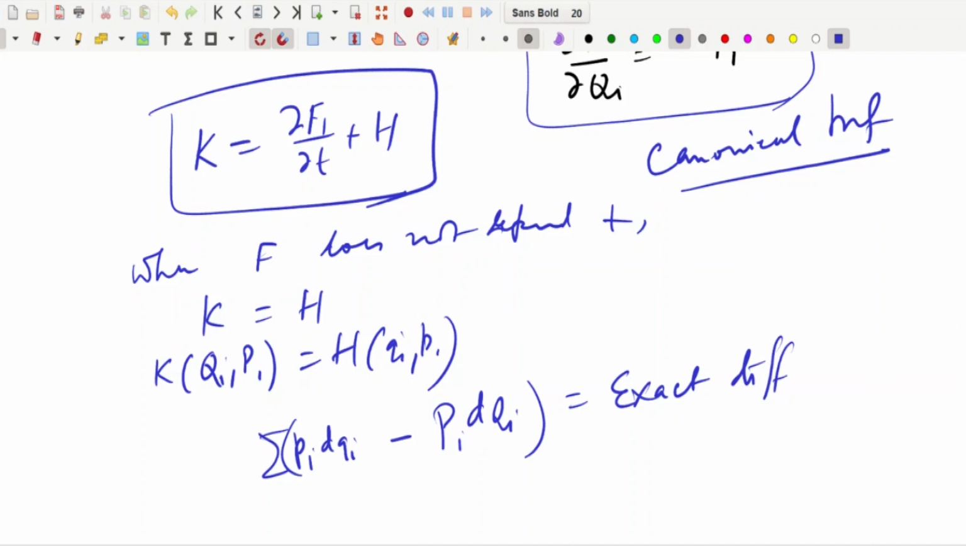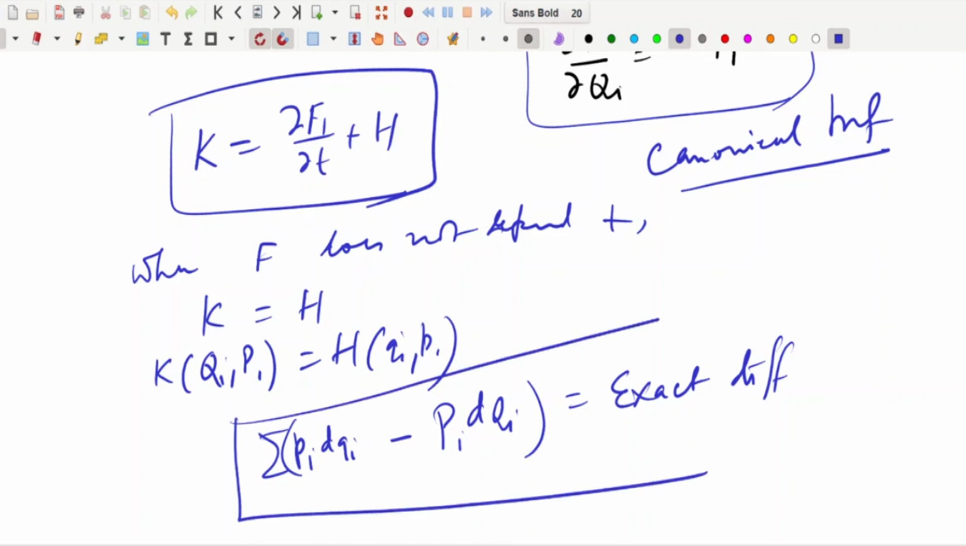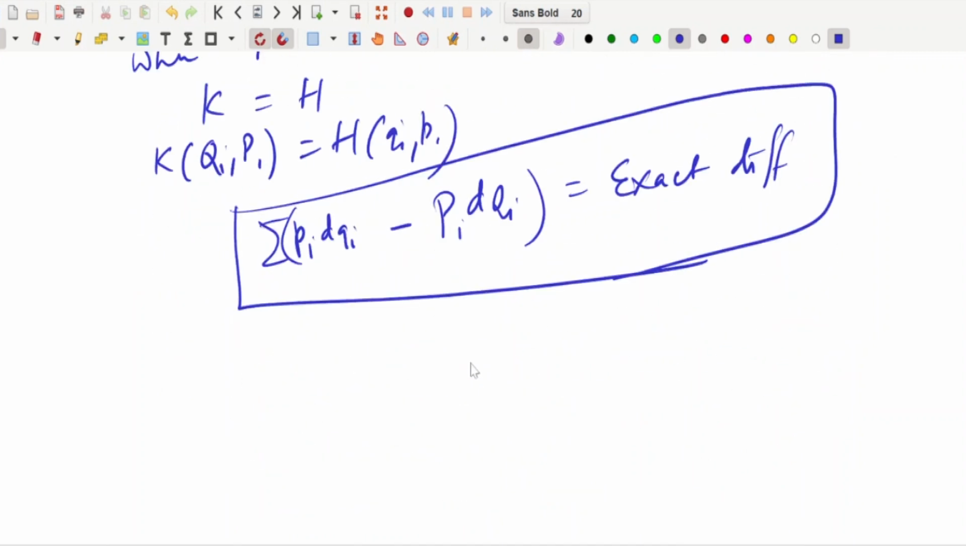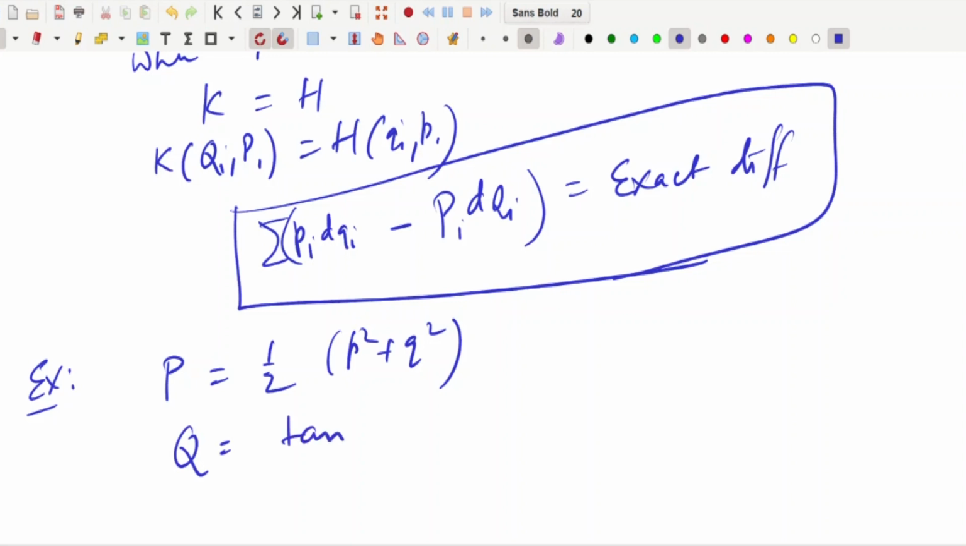So for a transformation to be canonical, when the generating functional does not depend on time, you will find that this has to be an exact differentiation. So let us use this concept with an example to understand it. An example transformation is given: capital P equals half of p square plus q square, and capital Q equals tan inverse of q by p.